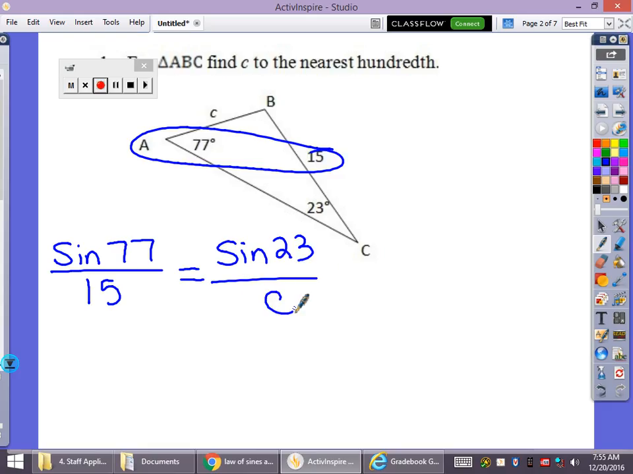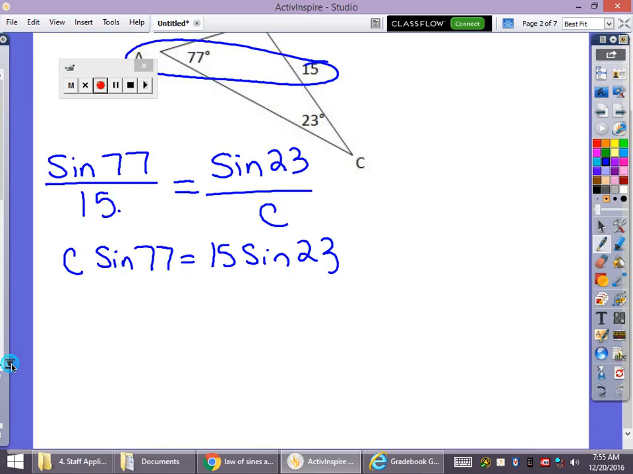So the rule is you must have an angle and its side, and remember its side is always opposite, matches another angle and its side. Now we're simply going to cross multiply and solve algebraically. So I have C sine 77 equals 15 sine of 23. How do I get C by itself? Divide by the sine of 77.